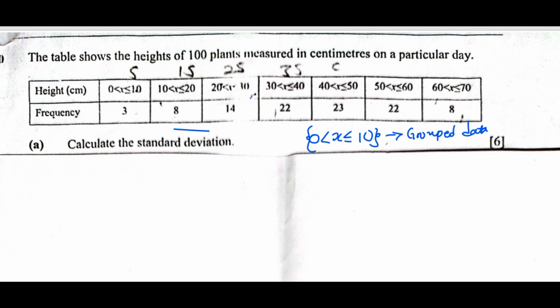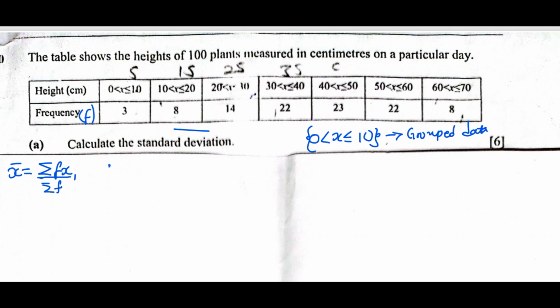Now first we focus on finding the standard deviation without forming a table. So first we'll begin by finding the mean. The mean formula is just the summation of f times x, where f is the frequency and x is the midpoint. I'll show you how to find the midpoint. Then over the total of the frequency.